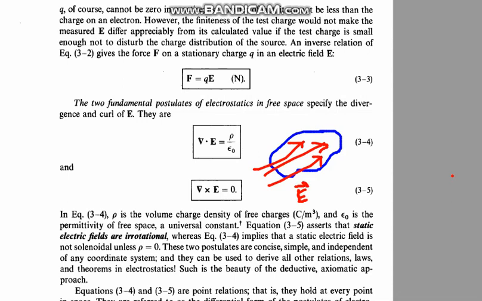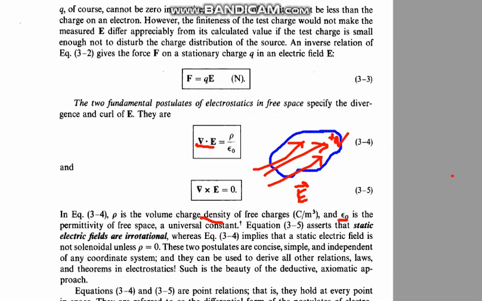So what does it mean? The divergence means the enclosed surface area. The electric field intensity depends on the volume charge density, that means how much charge resides there. That is the particular factor, the volume charge density, and it will be divided by epsilon naught, the permittivity of free space.